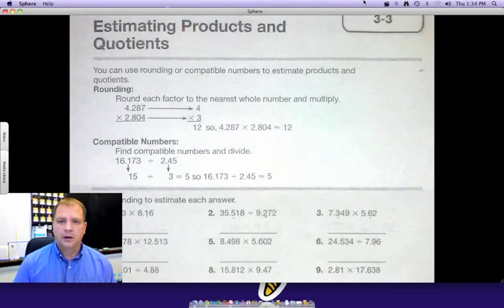Hi class, Mr. Cardinal here with lesson 3 from chapter 3, Estimating Products and Quotients. Be prepared for a quiz on Monday on lessons 1 and 2. Lesson 1 was on estimating and lesson 2 was on adding and subtracting decimals.